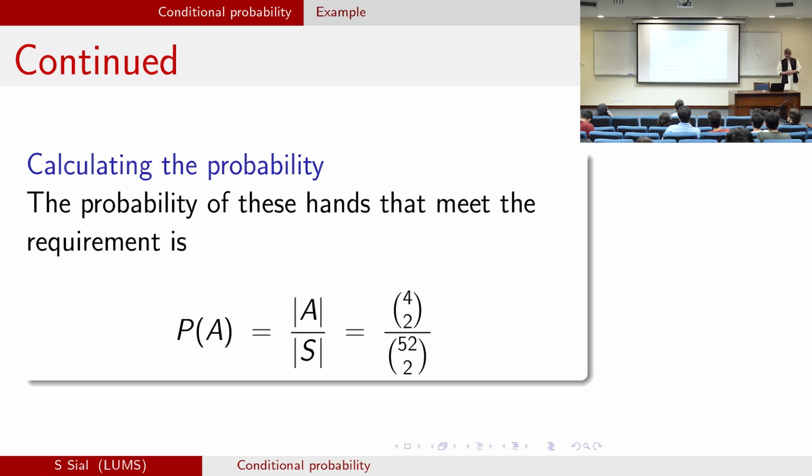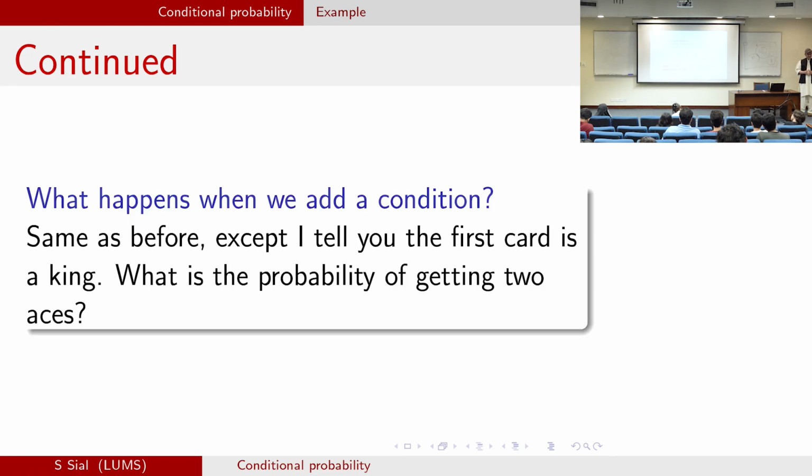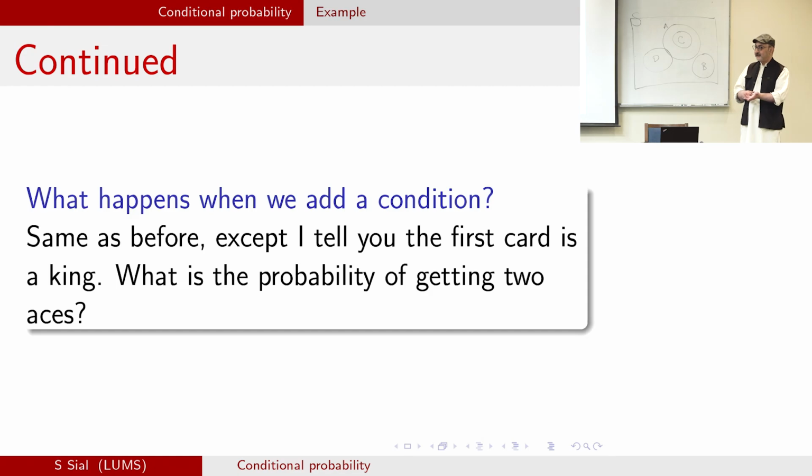Right? If A is the event of getting 2 aces, there were 4 choose 2 ways of doing that. There were 52 choose 2 card hands. So you divide those 2 numbers, and that's the probability. Again, we're relying on this idea of equally likely probabilities.